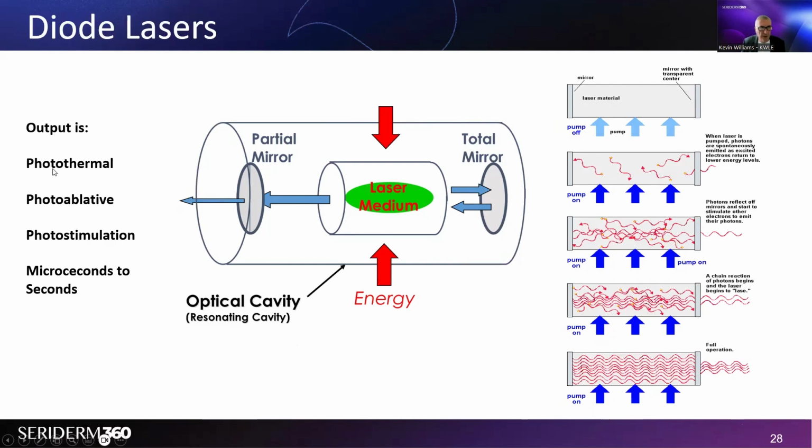Now, that pulse of light can be used to create a thermal effect. An example of a thermal effect, to produce heat, would be, say, hair removal, removing veins. It could be photoablative, which is when you use a water-absorbing wavelength, and you use that for stimulating collagen or cutting tissue. Or you can get a chemical effect called photostimulation, where we use low doses of light over a longer period of time to change the chemistry of something. And typically, we're going to be using microseconds to seconds.